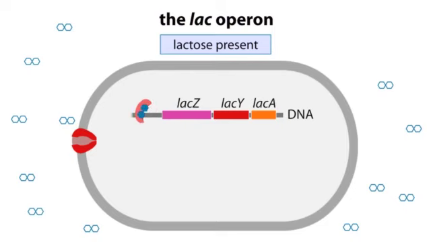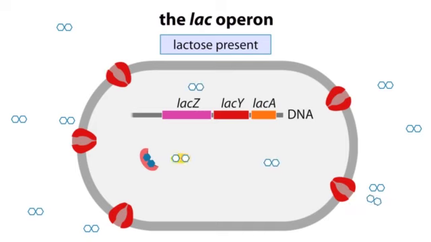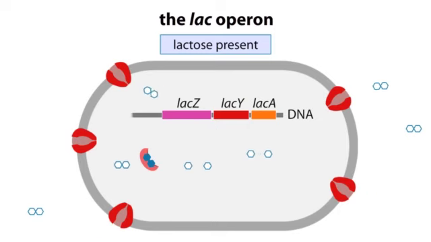This changes the shape of the repressor protein, and subsequently it is no longer able to attach to the DNA. Once it detaches from the operator site, RNA polymerase can bind to the promoter and transcribe the lactose operon. The bacterium can now take up the rest of the lactose molecules and convert all of them into galactose and glucose. Gradually, the lactose is used up.